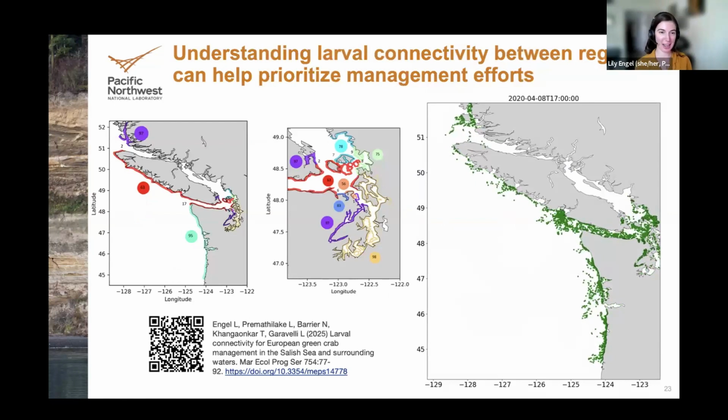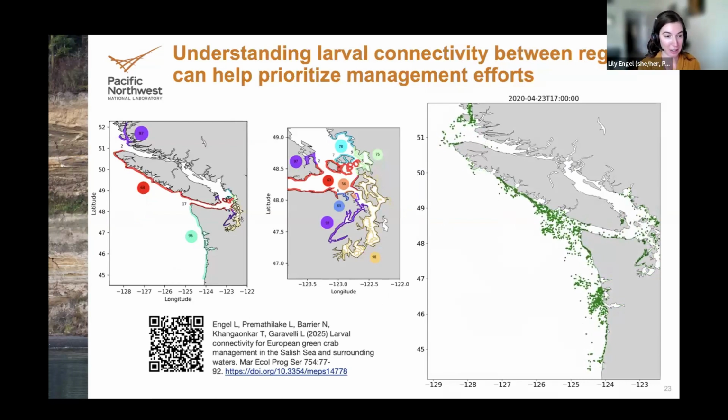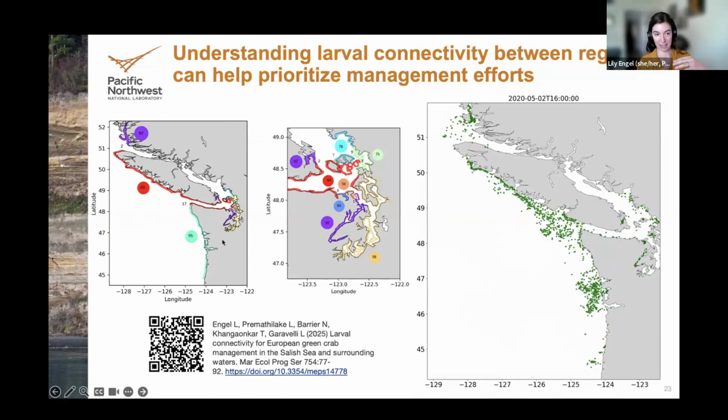But for this talk, I wanted to highlight the larval connectivity, especially between the US and Canada, because while we may have borders, the European green crab does not respect those. And so this really is a transboundary issue for us to work together on. The figure on the left shows highly connected regions we found in our first study. The colors correspond to highly connected areas. You can see the Pacific coast of Washington and Oregon is highly connected. And then the red area shows that the coast of Vancouver Island and South Strait of Juan de Fuca and the San Juan Islands is also highly connected, again highlighting the importance of us working across our border.